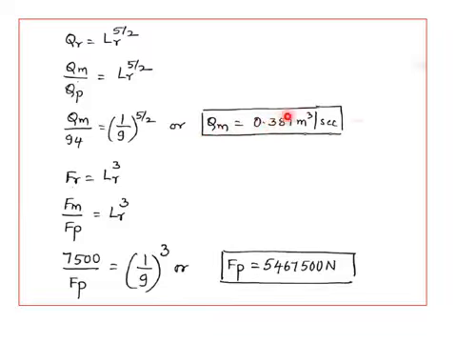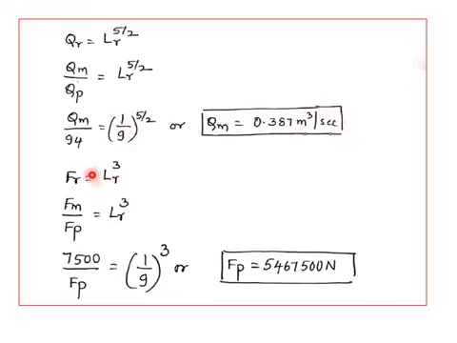So discharge is also asked. You know that QR is LR to the power of 5 by 2. So therefore the discharge in the prototype is 94 meter cube per second. So therefore discharge in the model can be calculated, which is 0.387 meter cube per second.